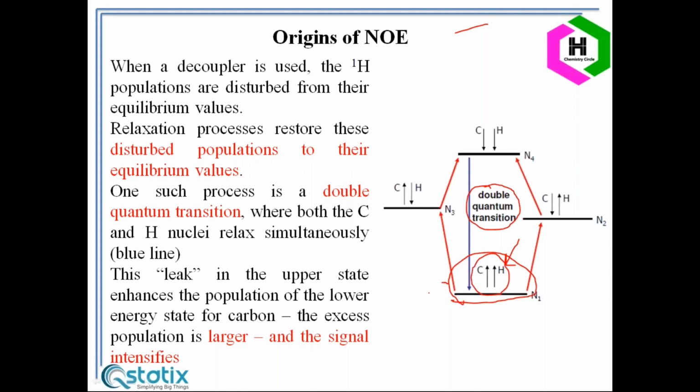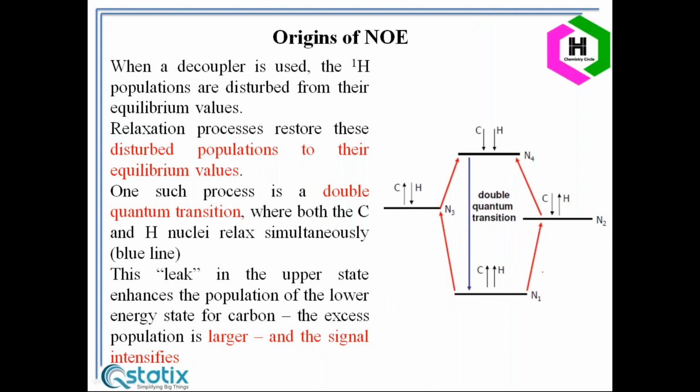So this particular lower energy state is going to influence the intensity of the carbon. And that's why, when the population is larger, the signal is going to be intensified. If the signal intensity is going to be increased, the carbon signal intensity is going to be increased.